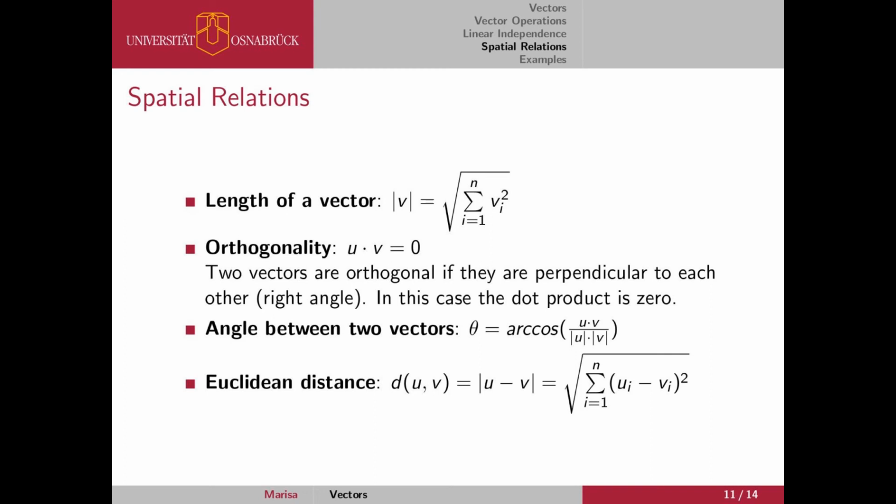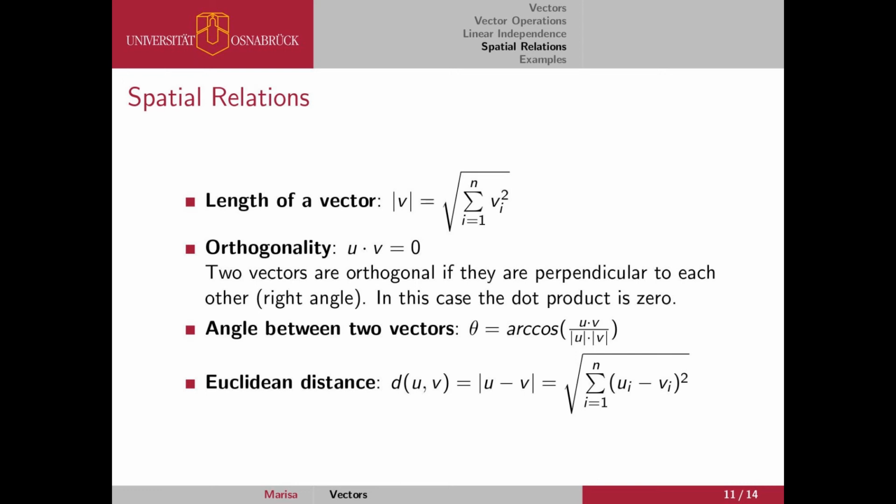And the last spatial relation I want to talk about here is the Euclidean distance. First of all, I want to mention that there are different distance measurements to calculate the distance between two vectors or two points in space. But when we use the term distance, this usually means we are talking about Euclidean distance. But keep in mind that there are also other distance measurements, but most interesting to us is the Euclidean distance.